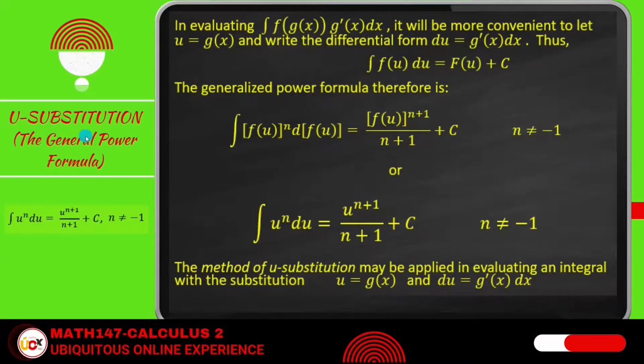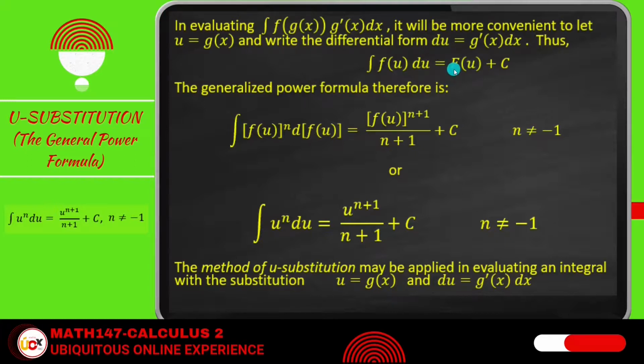The last topic for this lesson is the u-substitution. This is also called the general power formula. In evaluating the integral of f of g of x times g prime of x dx, it will be more convenient to let u be g of x and write the differential form du equals g prime of x dx. So this integral by substitution can now be written as f of g of x, where g of x is u, so you have f of u times g prime of x dx, which is du. So we have the integral of f of u du equals the function big F of u plus the constant c.